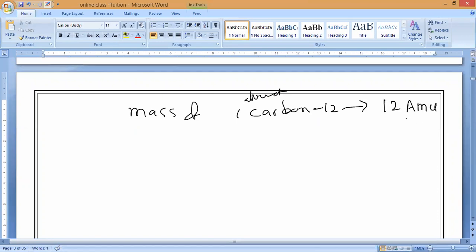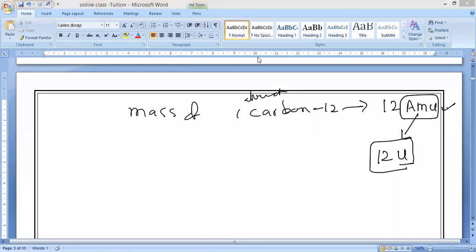So AMU is what? Atomic mass unit. In olden days we used to write AMU. Nowadays we write only U. So U indicates the atomic mass unit. Understand, guys? At present, U alone is enough to represent the atomic mass unit. Is it okay, guys?